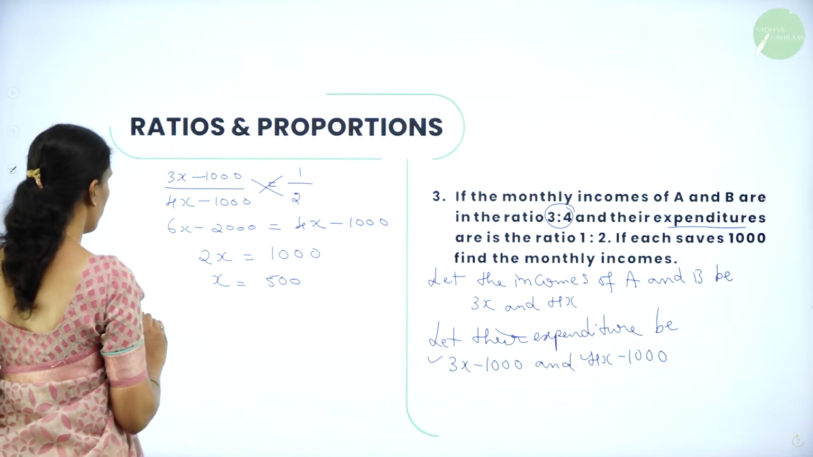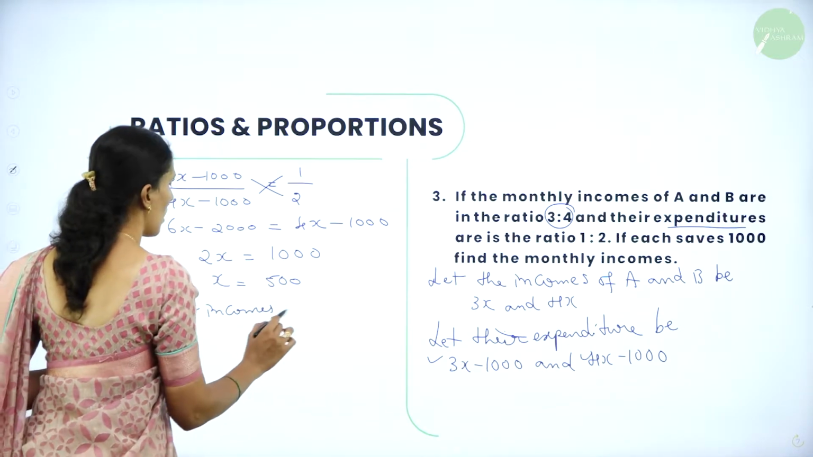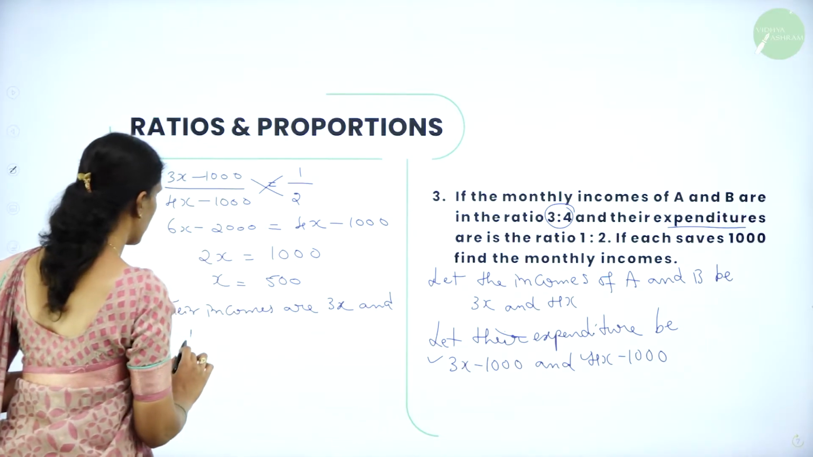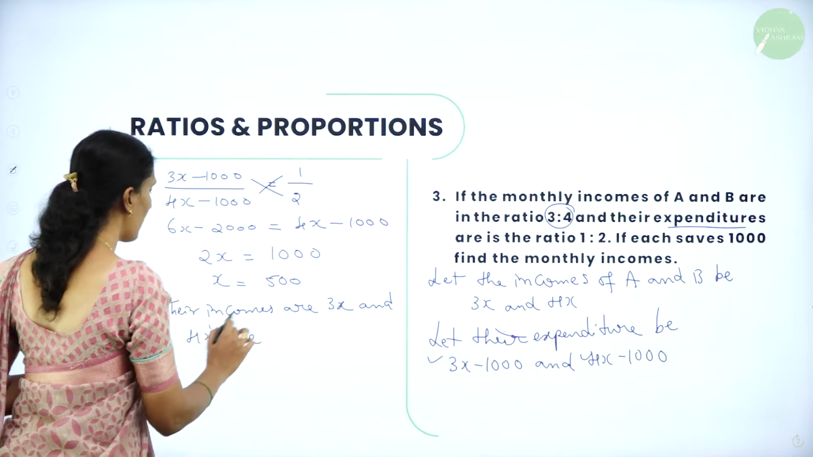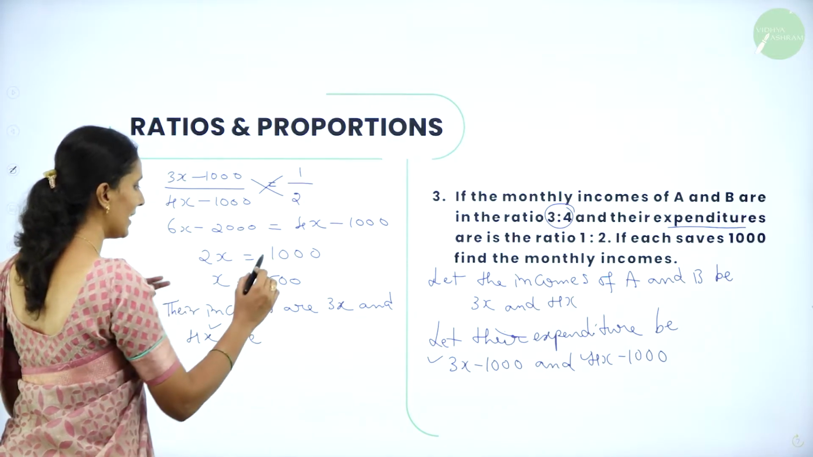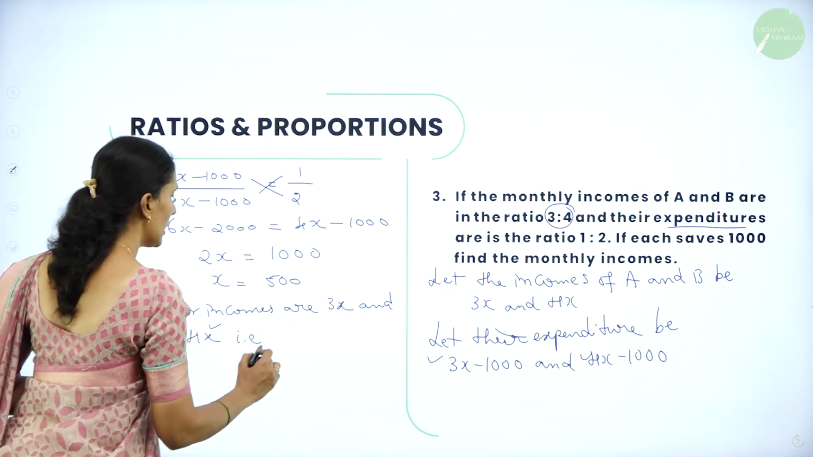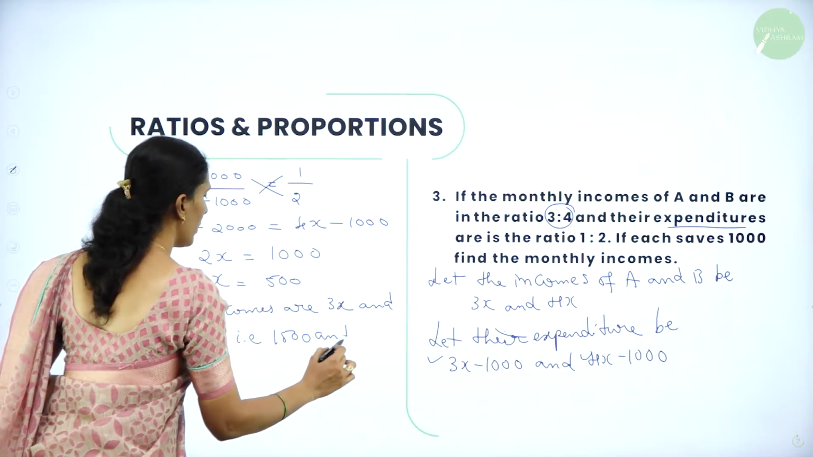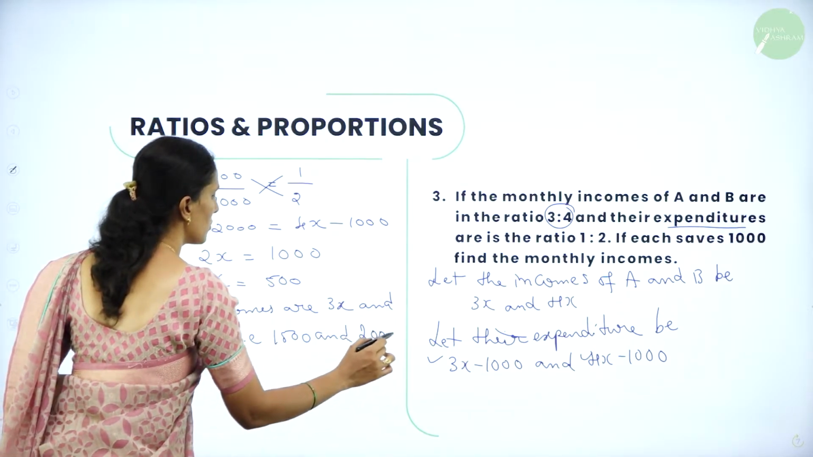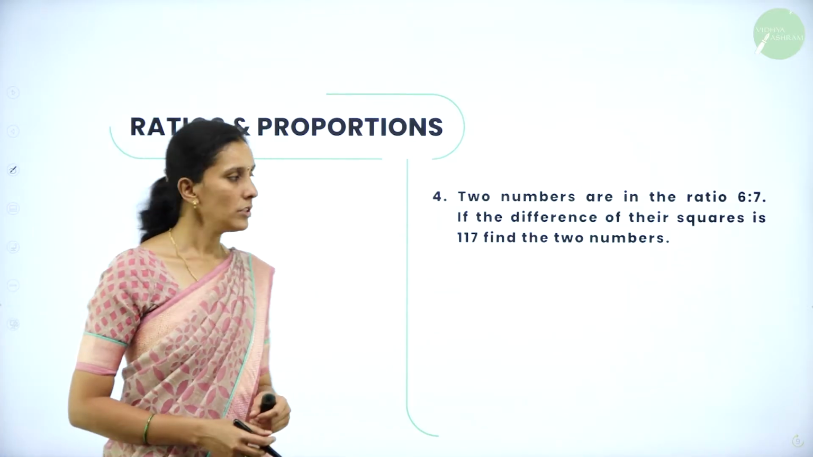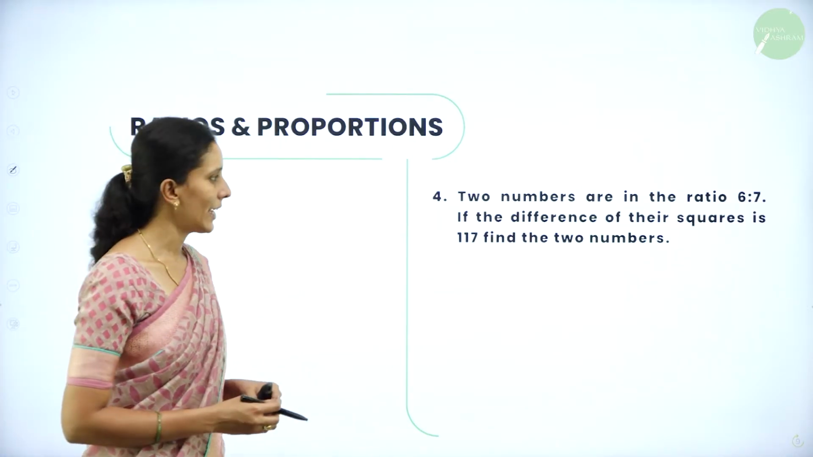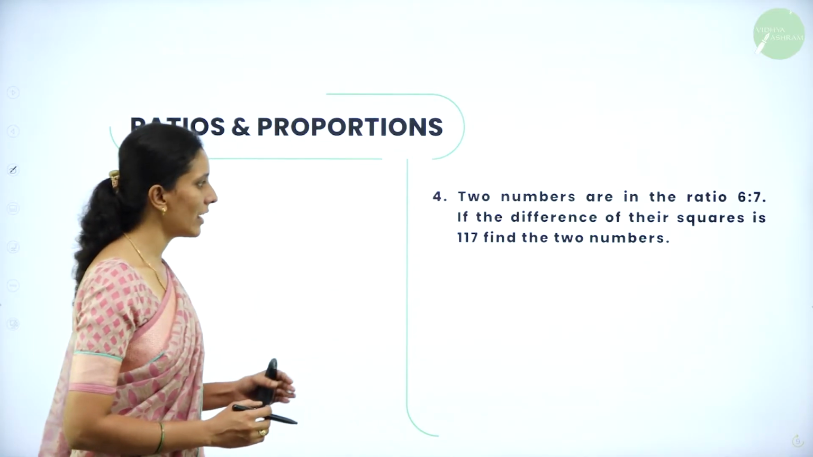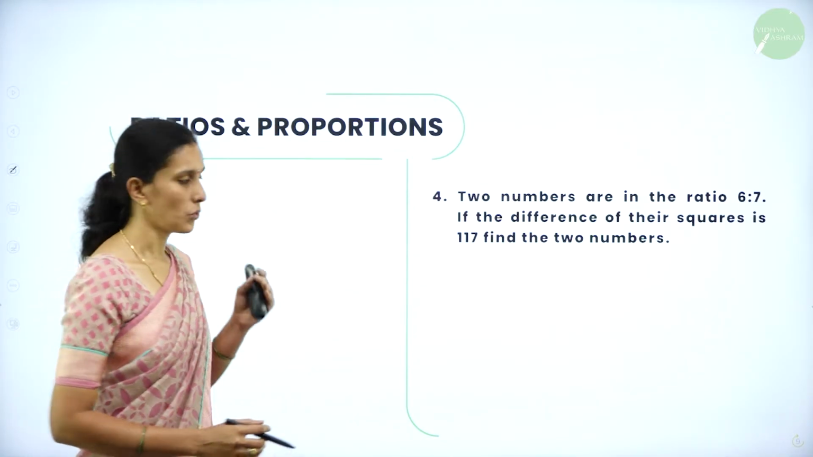So therefore, their incomes are 3x and 4x. When you replace the value of x with 500, it is 3 into 500, that is 1,500, and 4 into 500, that is 2,000. Next question, two numbers are in the ratio 6:7. If the difference of their squares is 117, find the two numbers.